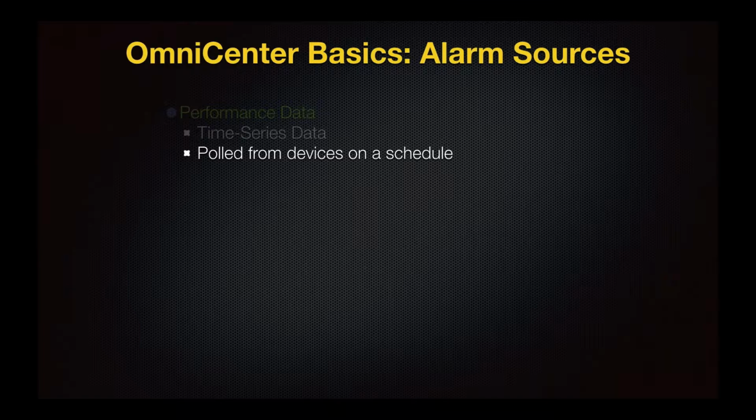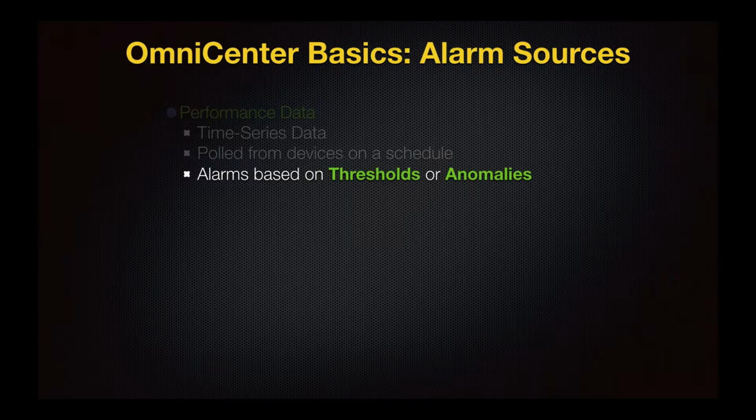And alarms based on performance data can be based on either thresholds or anomalies. And we define an anomaly as a deviation from previous behavior. So in OmniCenter 9, it's actually defined as a percentage deviation. And in OmniCenter 10, which is coming out later this summer and is in beta right now, the anomaly engine has been reworked to make the anomaly definitions a little bit more flexible.